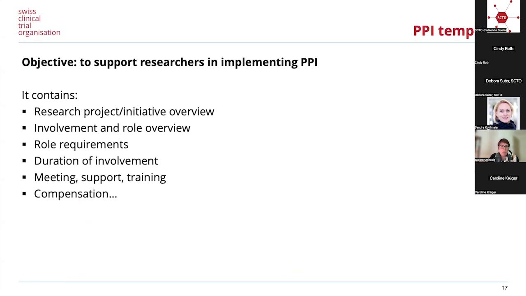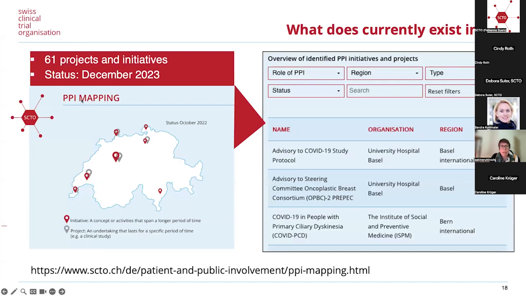So we have also developed PPI templates to help you implement PPI, where it contains most of these points that I've already mentioned. And also just to show you this PPI mapping with all the projects and initiatives that are going on in Switzerland. Currently we have 61 projects and initiatives. This mapping is updated every now and then with the new initiatives or projects that we are aware of. And so it can also be a useful resource for you.